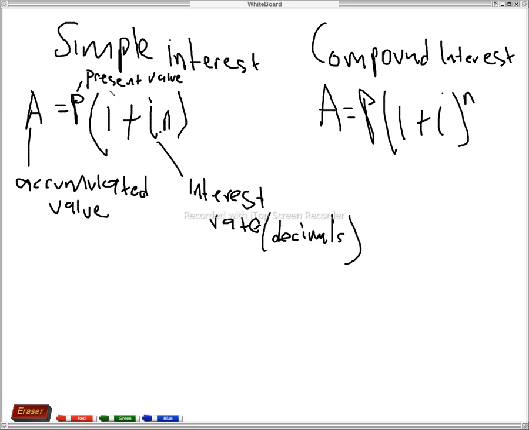Lastly we have N, which is the time period. Let's say for 6 years, 24 months, 12 months. Yes, that's the time period, N.